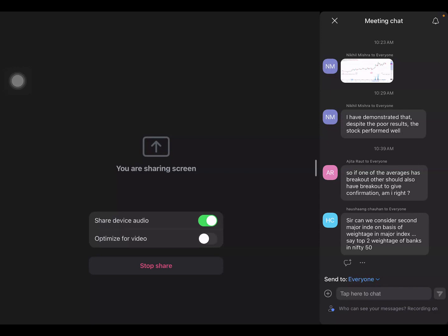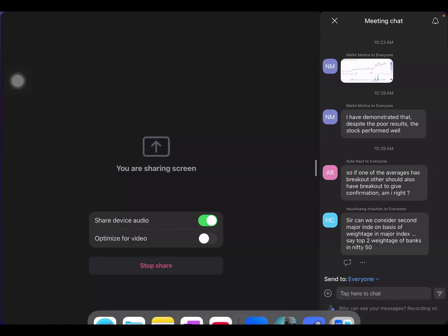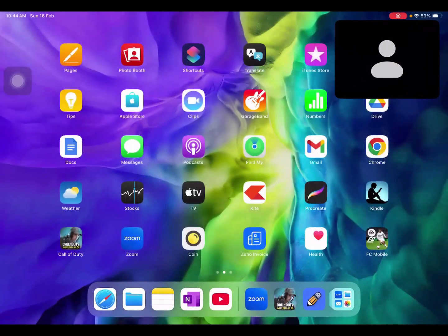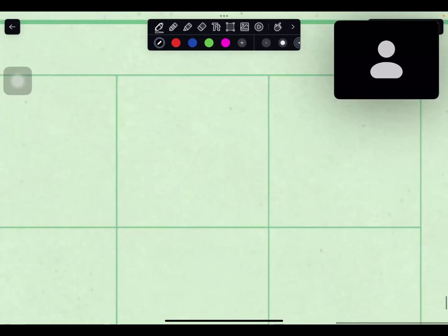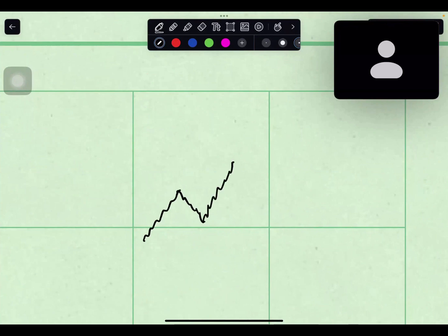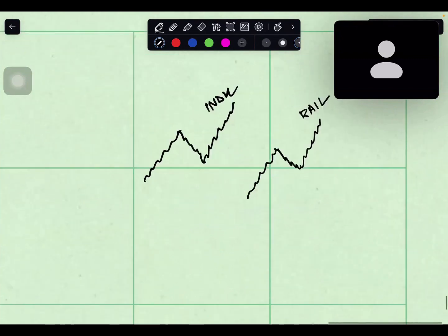Ajita, the answer to your question is yes. Both have to give breakouts by forming higher highs. So if going up, no matter what the pattern, industrials have to give a higher high breakout, and at the same time, railroads also have to give a higher high breakout. This is confirmation on the upside.